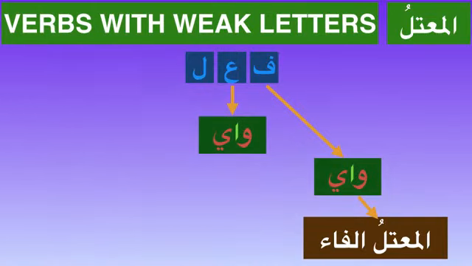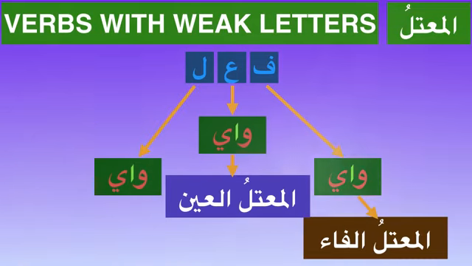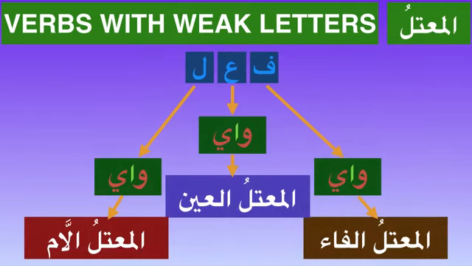If it comes in the ayn kalima, what is it called? Understandably, it is called al-mu'tal ayn. So it is weak in the ayn kalima; the ayn kalima carries the weak letter. Similarly, if the lam kalima carries the weak letter, it is called al-mu'tal lam. So the lam is the weak letter. These are the three types of weak verbs which can be found, and each of them has a specific name.